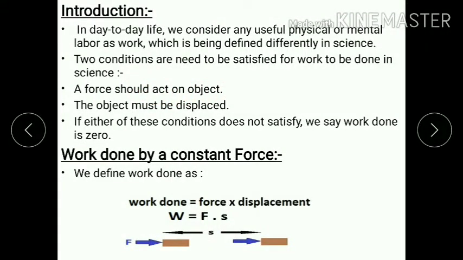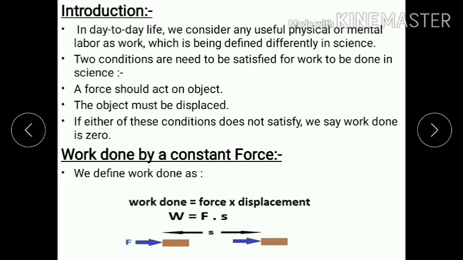How can you determine that work is going on? First point, a force should act on the object. You have to apply the force on the object. Point number two, the object must be displaced, which means the object must change its position. Point number three, if either of these conditions is not satisfied, we say work done is zero. If there is no displacement, or if there is no force applied on the object, then we can say that there is no work.